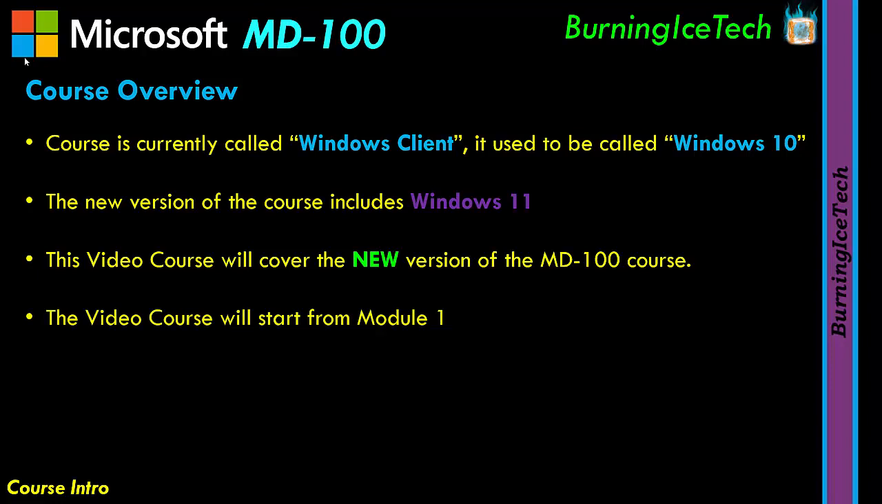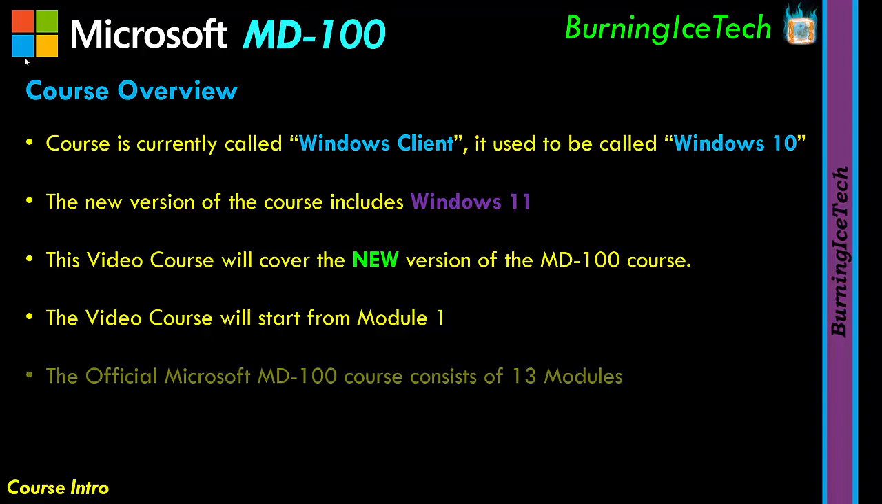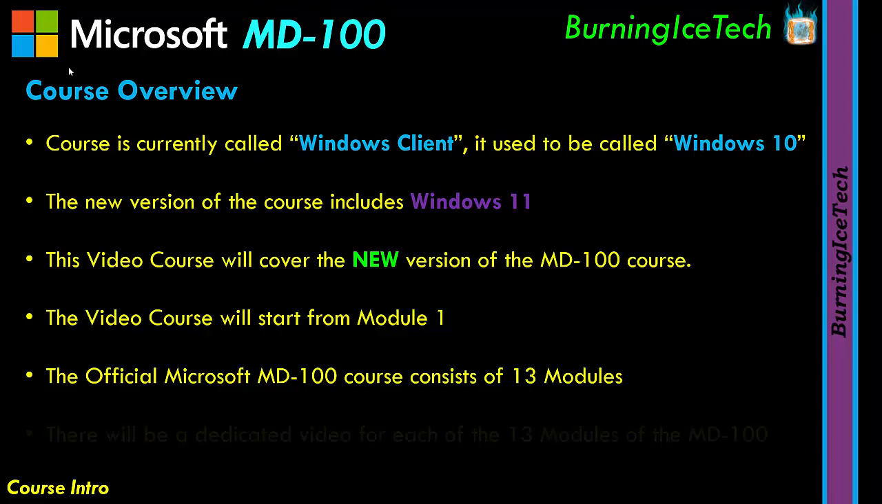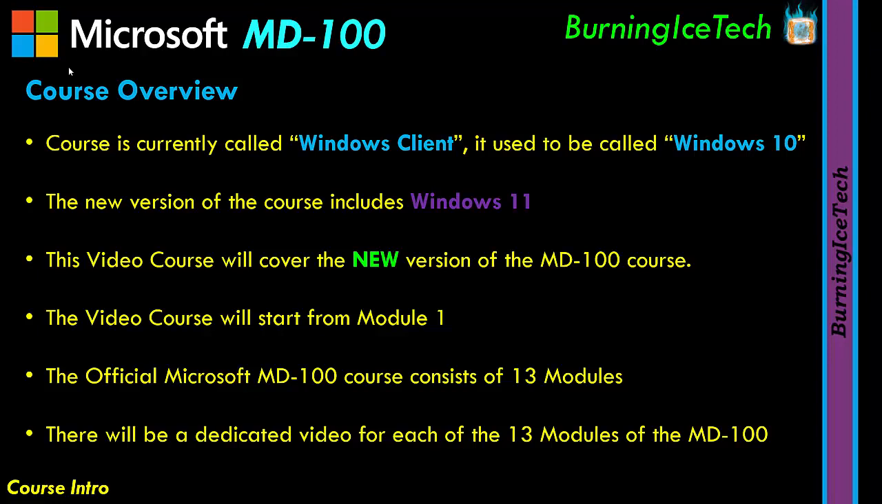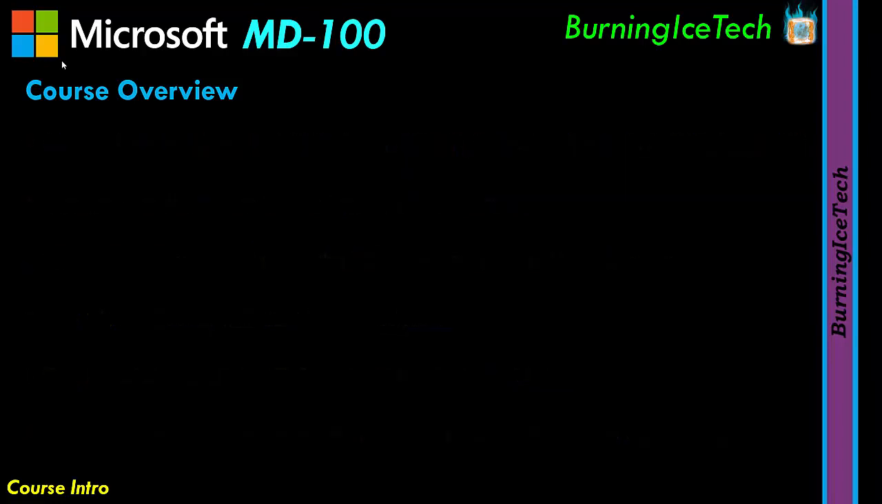In case someone who is watching this video doesn't know yet, the official Microsoft MD-100 course consists of 13 modules. Within these modules, the content is somewhat mixed at times, but it's a lot. That's the important thing. It's a bit all over the place and it's a lot of content. What I'm going to do with this particular course is I'm going to make a whole dedicated video for each module of this course. So in other words, this course will have 14 videos in total, if you include this short introduction video which we're listening to right now.